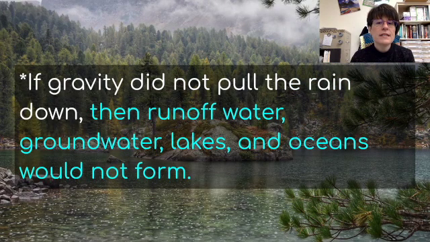And if gravity did not pull the rain down, gravity is another abiotic factor, then runoff water, groundwater, lakes, and oceans would not form. Without gravity, that water would not return to the surface of the earth, and we would not have that nice cycle going on.